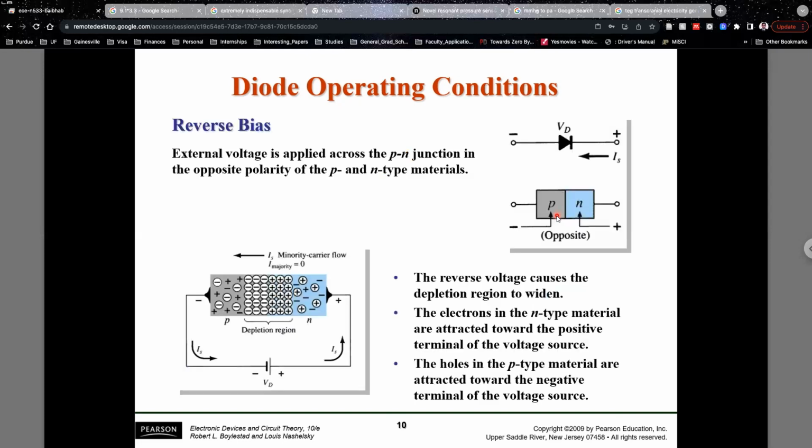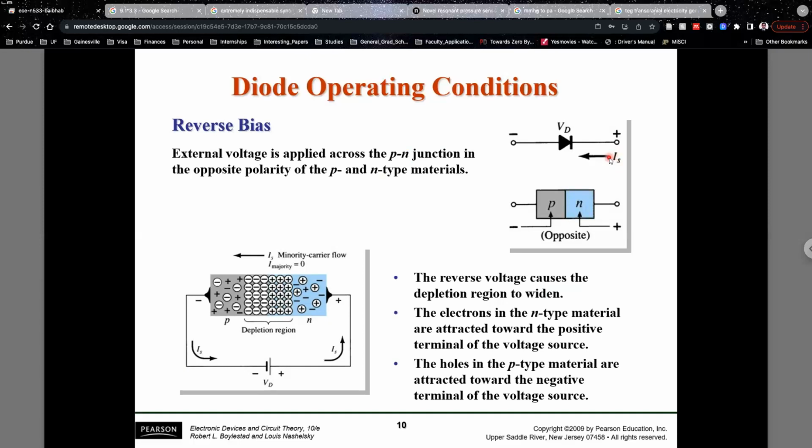Now, what will happen if you reverse bias it? By definition, reverse bias means you'll apply a positive voltage to the N side and a negative voltage to the P side. Okay, so negative to P, positive to N. So it's opposite to the forward bias condition, where you would apply positive to P and negative to N.